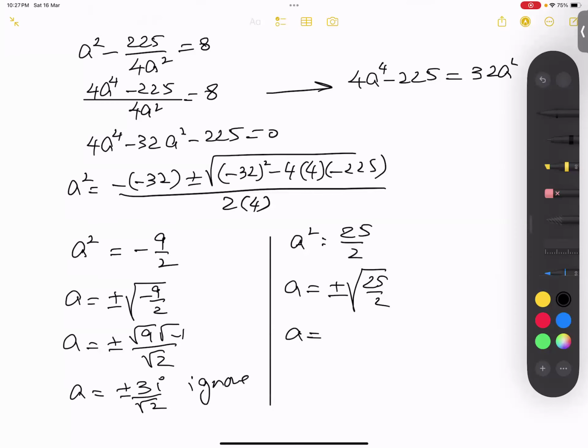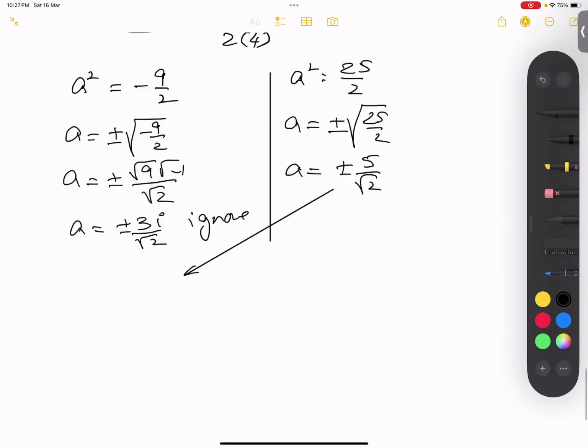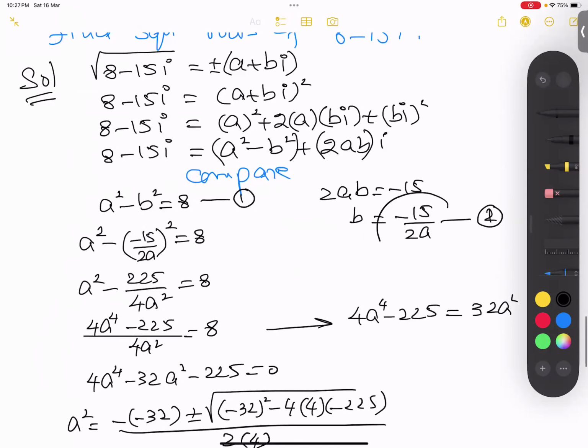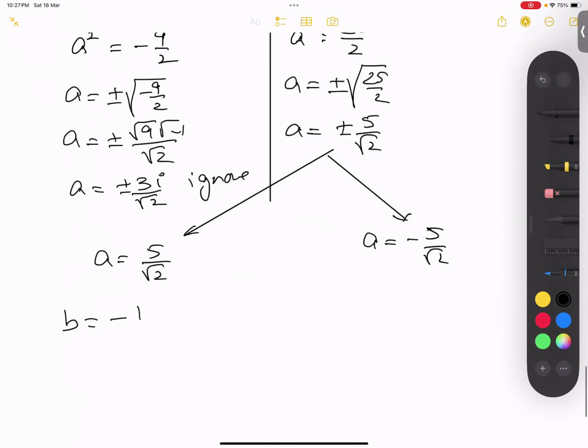So what is here? Plus and minus root of 25 is 5, and root 2 separate. Now I'll make it one plus here and one minus here. So a is equal to 5 over root 2 and a is equal to minus 5 over root 2. And I'm going to plug in this answer into minus 15 over 2a. The a value I'm going to plug in here is 5 over root 2.